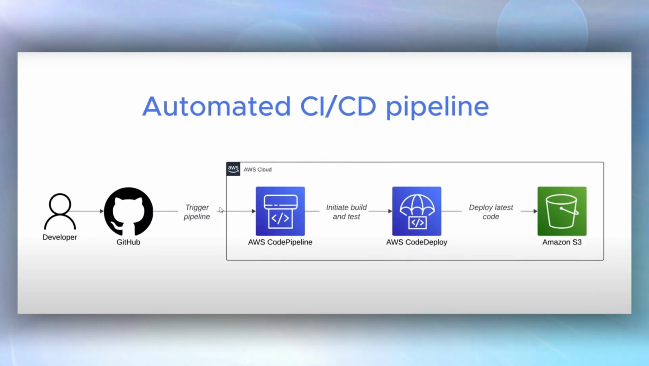We'll start with a simple React app. When you push changes to GitHub, AWS CodePipeline will pick it up, build it using CodeBuild, and deploy it directly to an S3 bucket configured for static hosting. It's fast, clean, and fully automated.